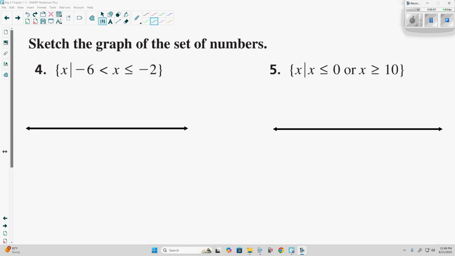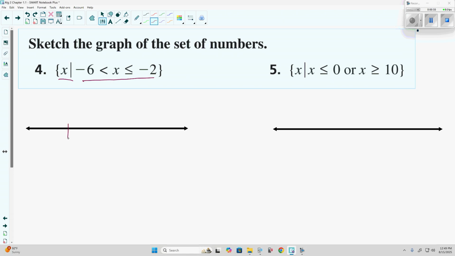Sounds good. So this is where we stopped yesterday, graphing these inequalities or these set builder notations on a number line. So if we look at the first one, the set of all real numbers x such that -6 is less than x is less than or equal to -2.